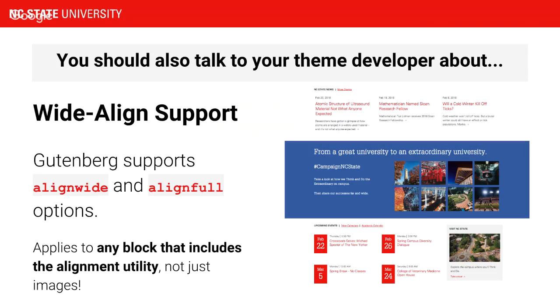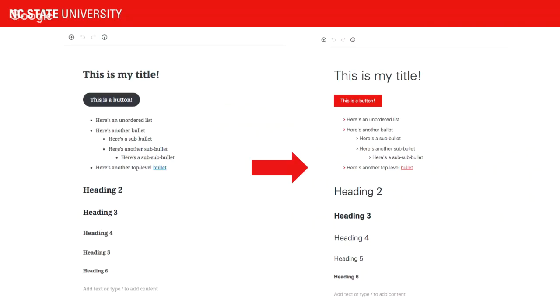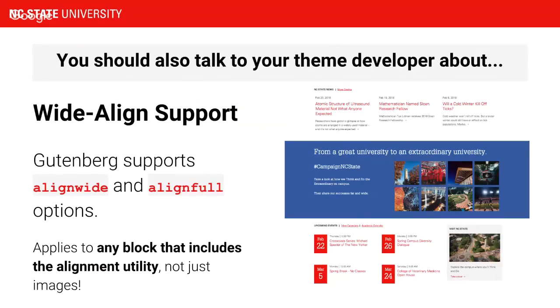Now, you should also talk to your theme developer about wide align support. Gutenberg supports align wide and align full options, and it can apply to any block that uses the alignment utility, not just images. Basically, this is a new feature that lets you have blocks that can break out of the container. You'll see on the left and right-hand side there's sort of an edge of the content, but you might want to highlight something by letting that break out of the container. And so you can do that with an align wide or align full. But that has to be something that the theme declares, and you have to build in the CSS for that. So it's a cool new feature, but it's going to require some theme editing to enable that feature.